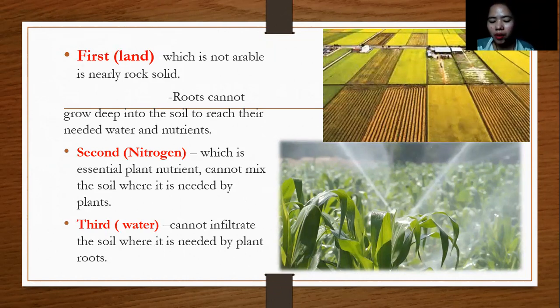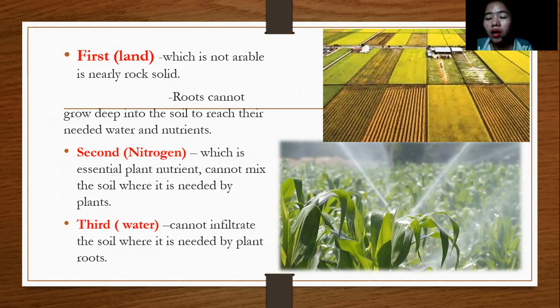So a land that is not arable is nearly made of solid rock. Diba you experience na magtanom sa mga area nga daghan kay bato, diba lisod kaayo kay ibutang imong tanom, and also lisod pud na siya magtubo. Roots, the reason is roots cannot grow deep into the soil to reach their needed water and nutrients.